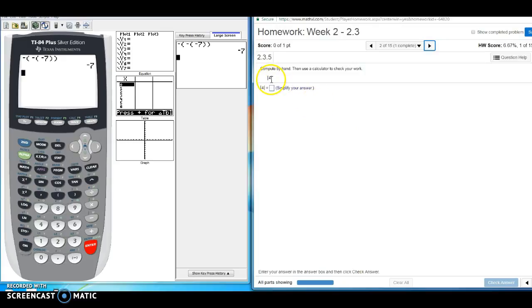The next question is the absolute value of 4. The absolute value of 4 means the distance from 0 to 4 on the number line. The answer is always positive, and so my answer will be 4.